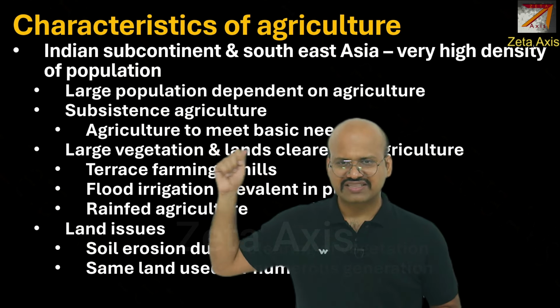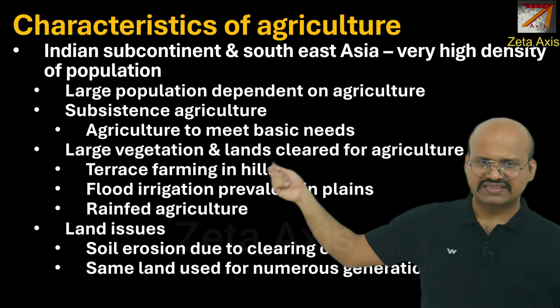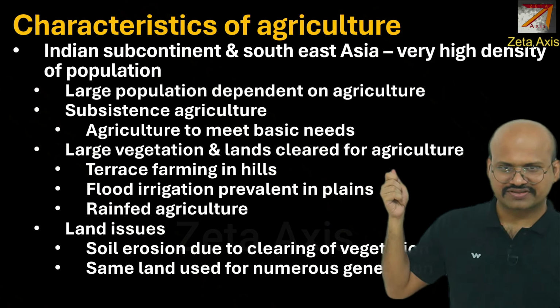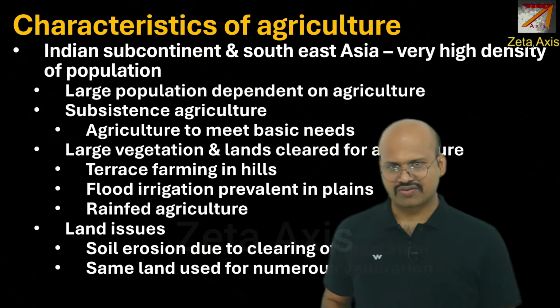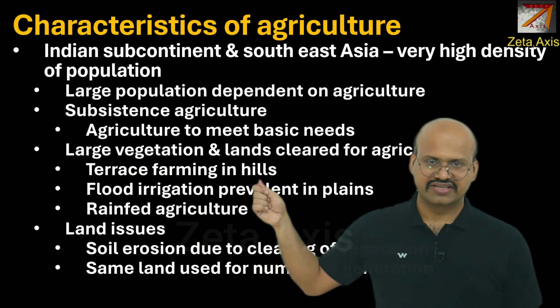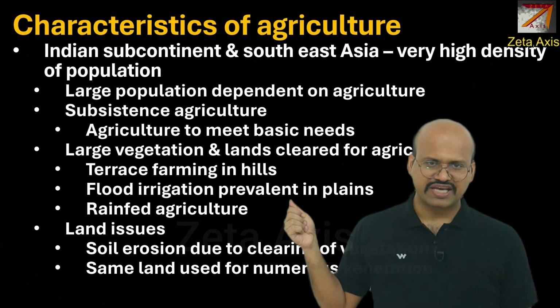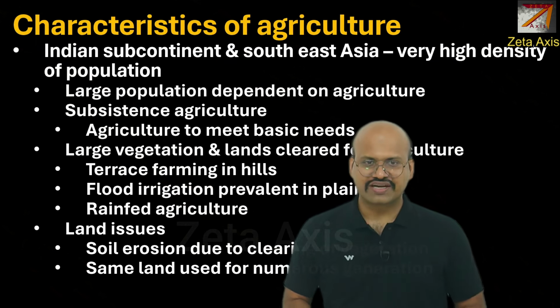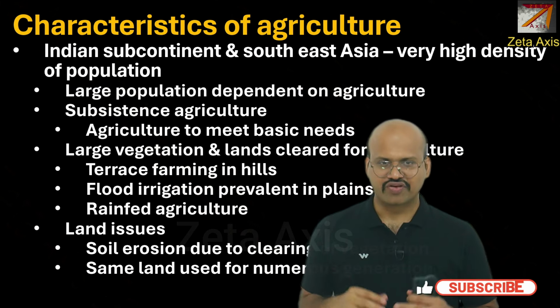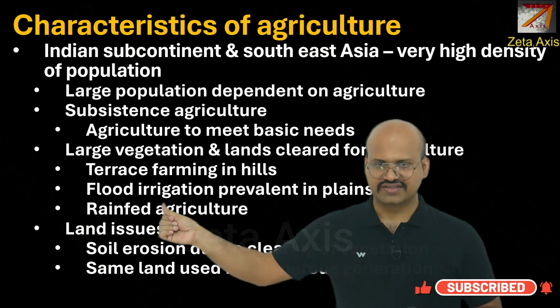Moreover, because of large demand for land, we see large vegetation and lands are cleared for agriculture purposes. We see forests have been cut down so that we can do farming over there. Terrace farming is done in hills. Here again the forests are cleared. Flood irrigation is prevalent in the plain region, where we take a field and then it is flooded with water. This is the most normal practice of irrigation in this region.